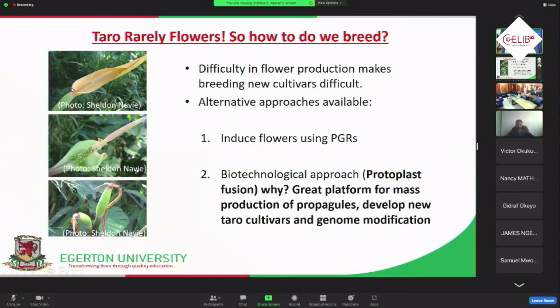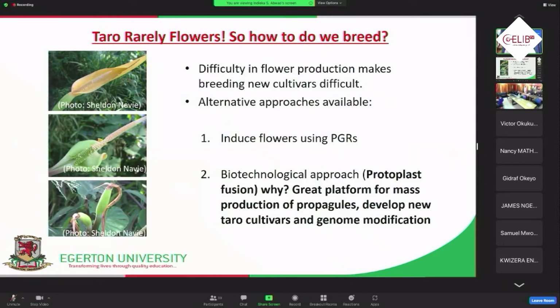These are an open flower, and here we have the female part and the male part, and of course, when there's fertilization, you have the seed pod forming. So we looked at the literature and found that inducing flowers might not be a good idea, especially when it comes to opening up more opportunities for taro improvement. So we decided to move towards protoplast.